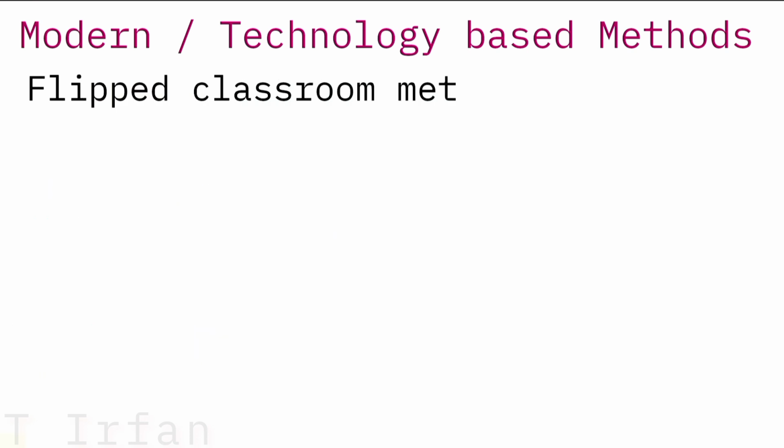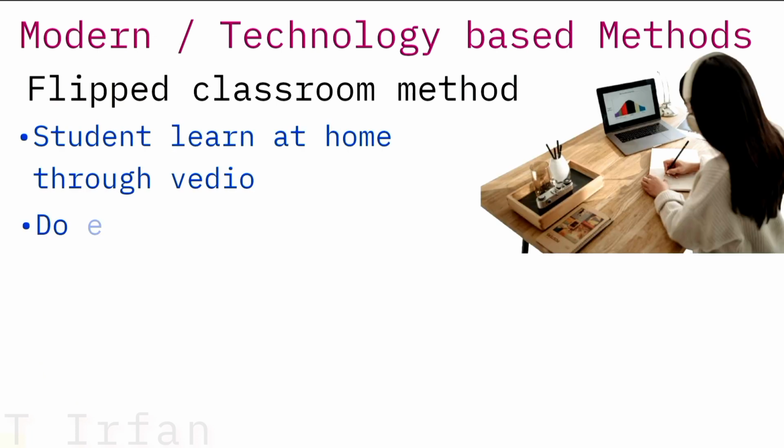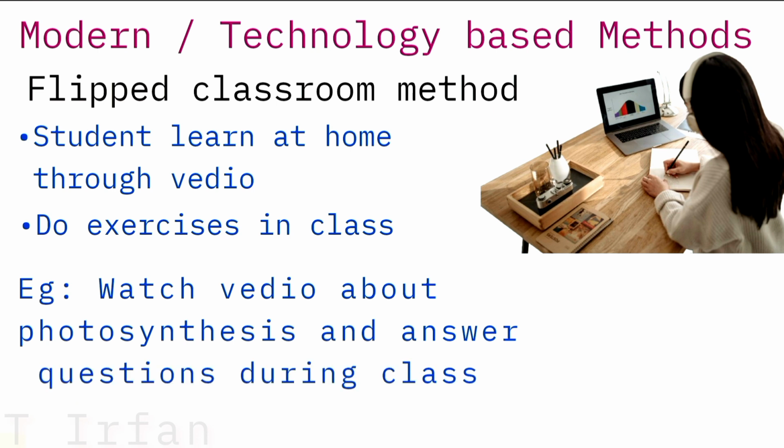Flipped classroom method. This is a method in which students learn the topic at home through videos and do exercises in class. This saves class time and allows deeper discussion in class. For example, students watch a video on photosynthesis at home and answer questions during class.